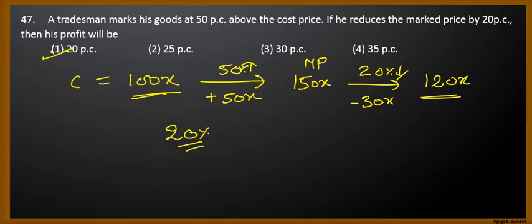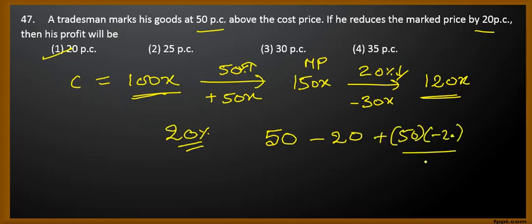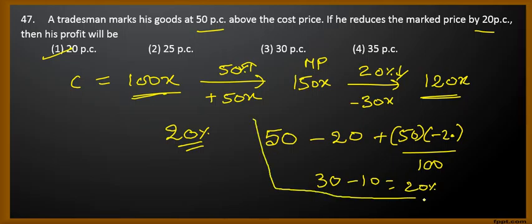Or you can go with another method. There are two successive percentage changes, an increase followed by a decrease. Straight away you can go with the formula x plus y plus xy by 100. When there is an increase, take positive. When there is a decrease, take negative. First, 50% increase, then 20% decrease: minus 20 plus 50 into minus 20 by 100. 50 minus 20 is 30. This is nothing but minus 10, which gives 20%. You can go with either method. So the answer is option 1.